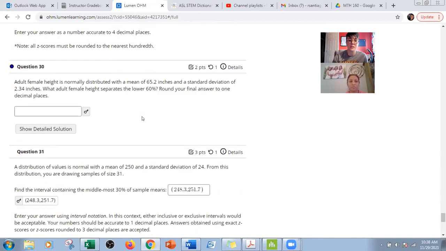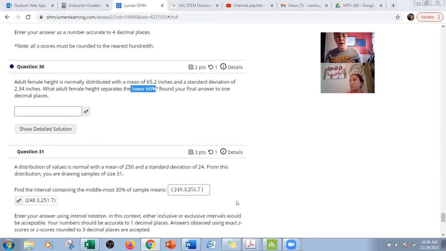No, they're not. Notice with 31, it asks for the middlemost 30%, right? So that middlemost 30% told you that the area to the left and to the right is going to be 0.35 because there's 70% altogether. This one's actually a little nicer to us, because we want to find the height that separates the lower 60. So let me show you what that curve would look like, because I think, Donna, that's going to be really helpful to you.